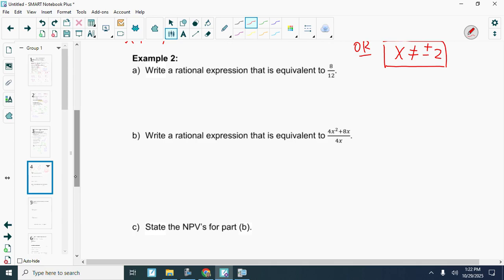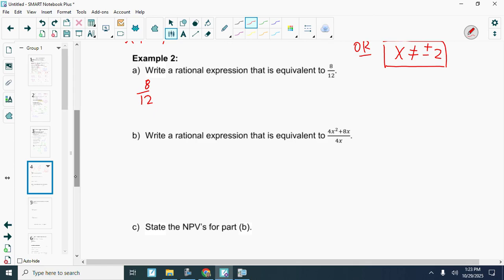Now let's go back. At the very beginning, we talked about equivalent fractions, and we were doing some of those examples like 1/2, where the equivalent fraction would be like 3/6 or 2/4. So here, write a rational expression that is equivalent to 8/12.